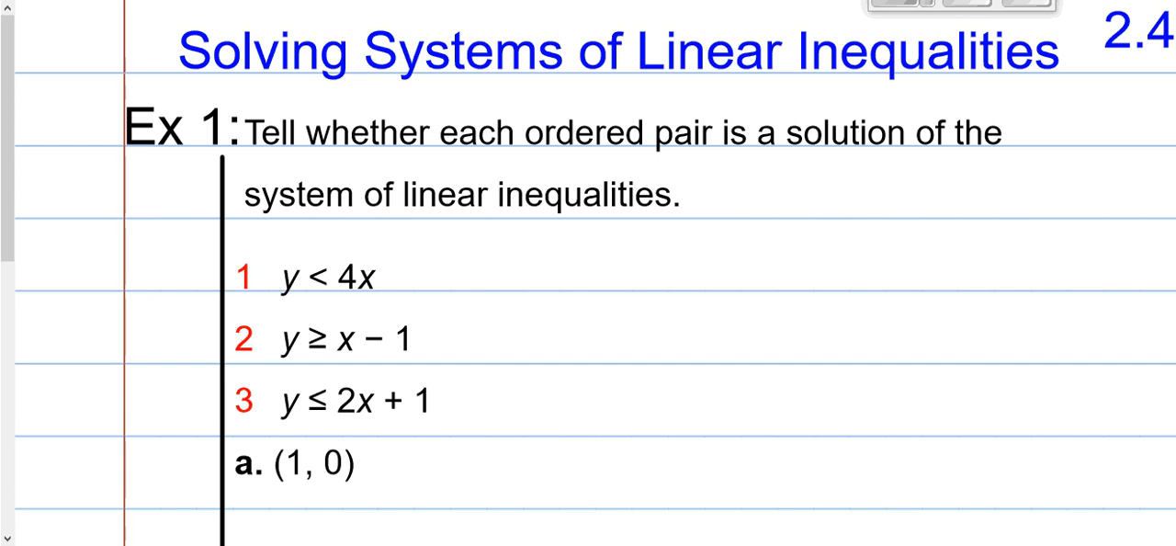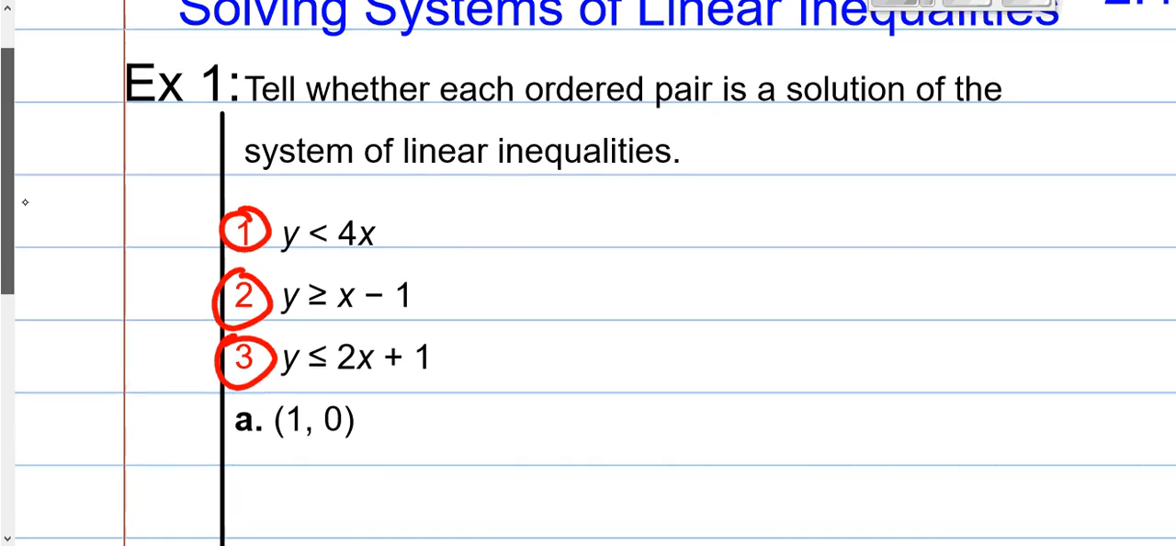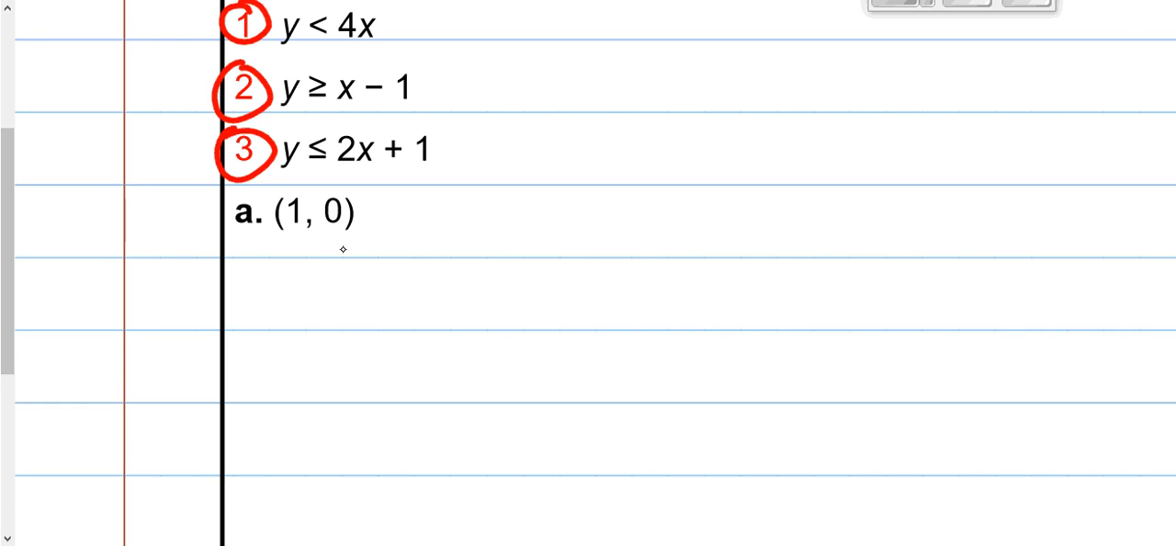All right, so example 1 just says, tell whether each ordered pair is a solution of the system of linear inequalities. So we are given the first inequality, y is less than 4x. The second inequality, y is greater than or equal to x minus 1. And the third inequality, y is less than or equal to 2x plus 1. So what you need to do here is simply plug in the ordered pair into each and every inequality. So we're going to move down the page so we have a little more room.